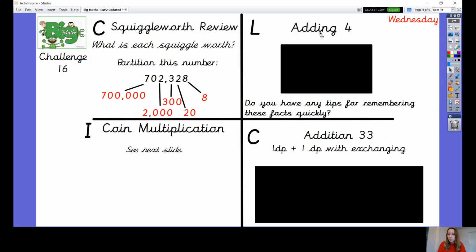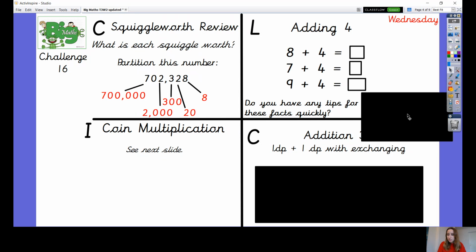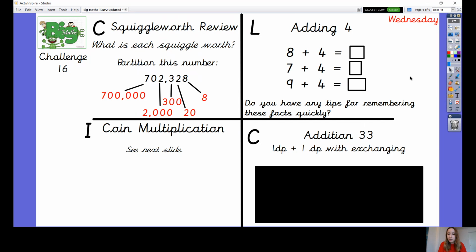Our Learnits facts that we are practicing this week are all adding 4. These are the same 3 Learnits facts that I spoke to you about in yesterday's big maths lesson. I've just put them in a different order. So remember your challenges by the end of this week to try and learn those, get them embedded into your brain so that as soon as somebody says to you 8 add 4, you know straight away what the answer is. So see how quickly you can write down the answers to those 3 addition facts for me. Pause your video and press play once you're done.